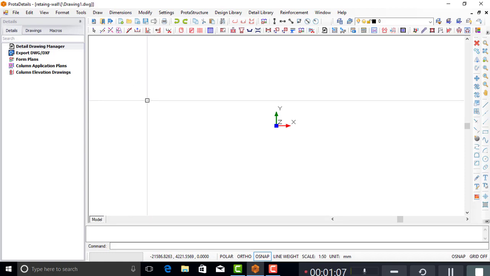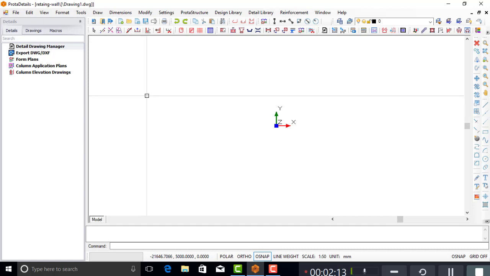Okay, so this is the interface of ProtaDetails. Actually, ProtaDetails is for detailing of reinforced concrete. However, its usefulness does not end with that. You can actually design in ProtaDetails. There are some libraries, the design library and the detail library, where you have some designs that you can actually do there instead of running it in ProtaStructure. Okay, and one of them is retaining wall. So we'll be dealing with retaining wall for today, which is cantilever retaining wall.